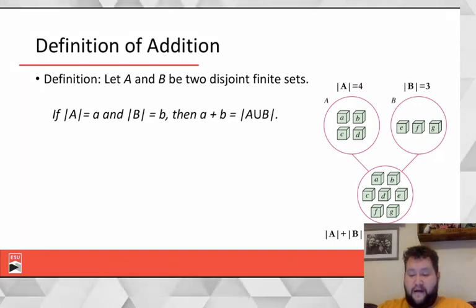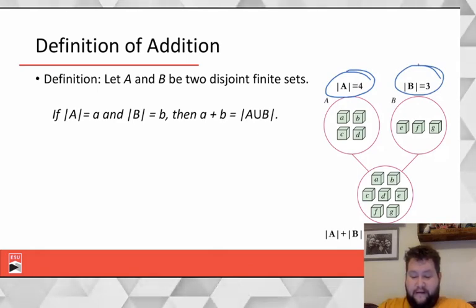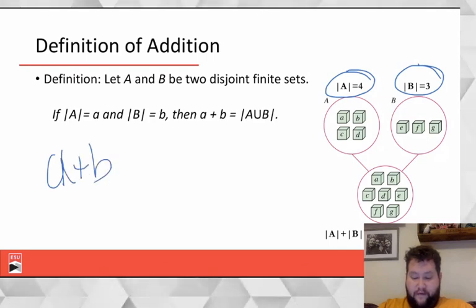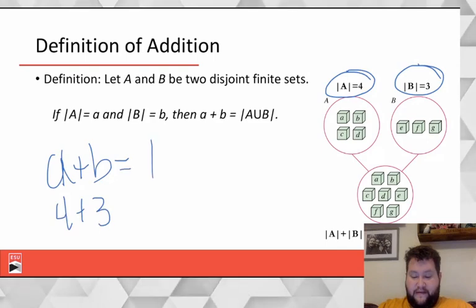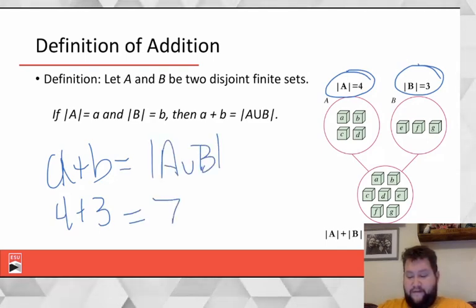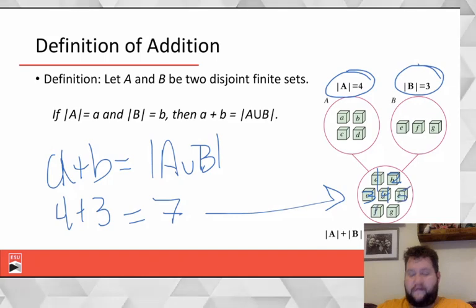So to make that concrete, the size of A is 4 and the size of B is 3. And so we have the size, then a plus b, or 4 plus 3, is the size of A union B, which is 7. And that's what's in this picture right here. 1, 2, 3, 4, 5, 6, 7.